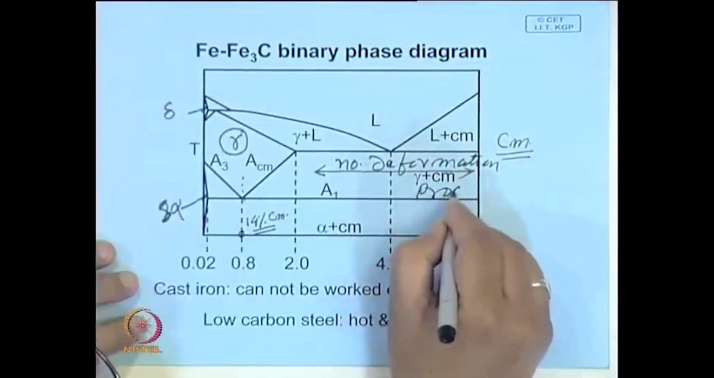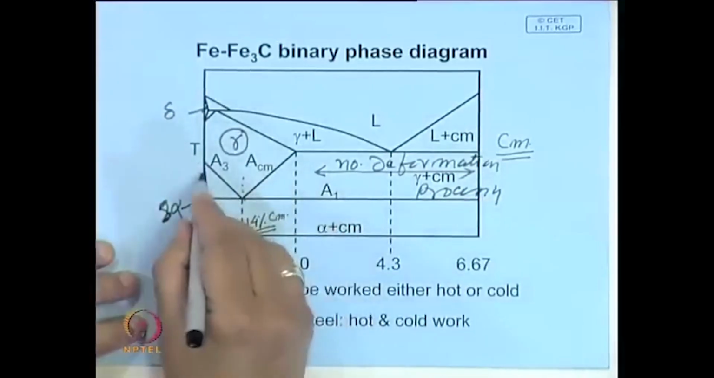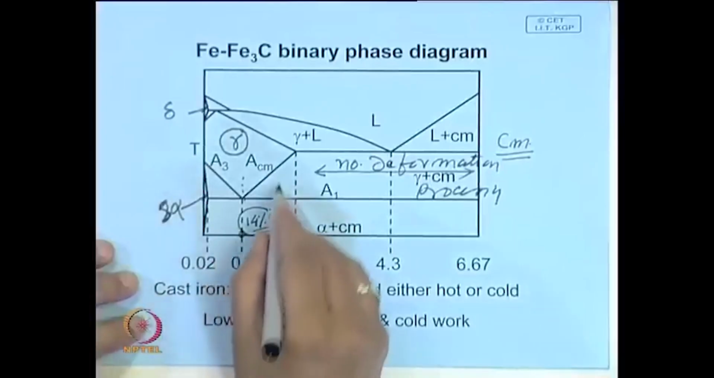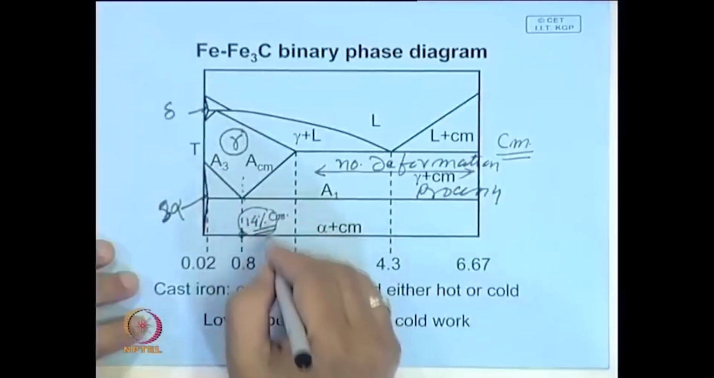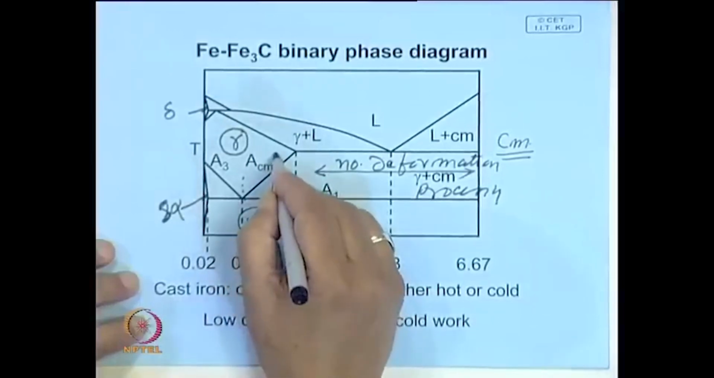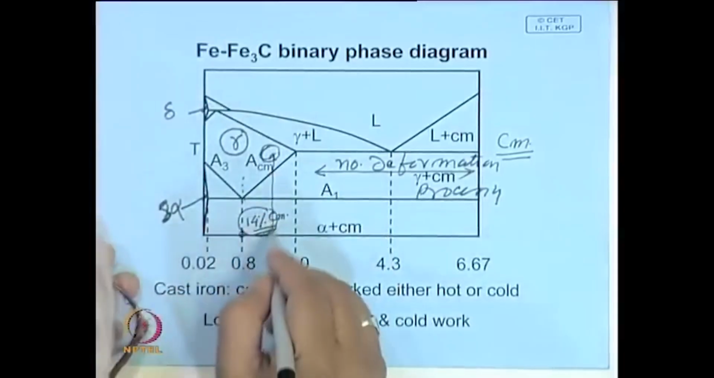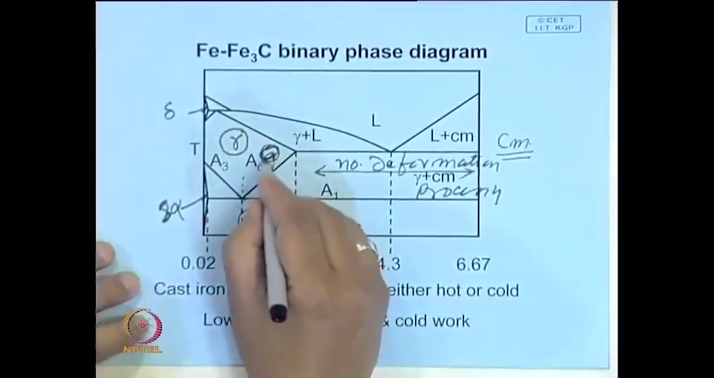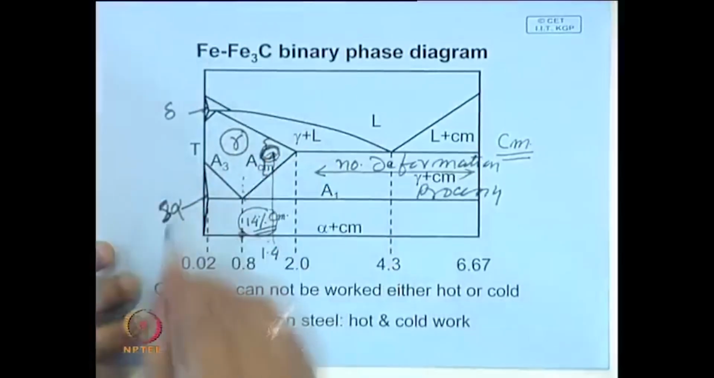Here no deformation processing, but in this area they can be given deformation processing. When the amount of cementite increases, if you want to deform a high carbon steel, cold working at room temperature will be difficult, but if you go to this region, heating it to the austenitic region, it can be forged. So, for tool steel, high carbon steel of something like 1.4%, if you want to give it a shape, you may have to go to this temperature, and this is your working range.